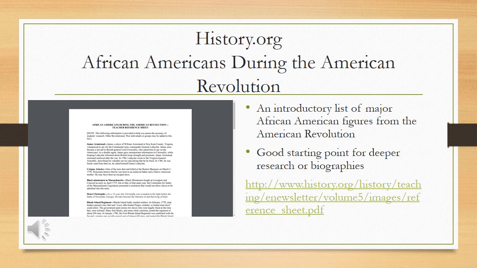This resource is an introductory list of major African American figures from the American Revolution. It's a really good starting point for teachers if they're looking to highlight specific individuals. It's also a really good starting point for students if they were to select an individual to do further research on and to either look for a biography or to create a biography on an individual.